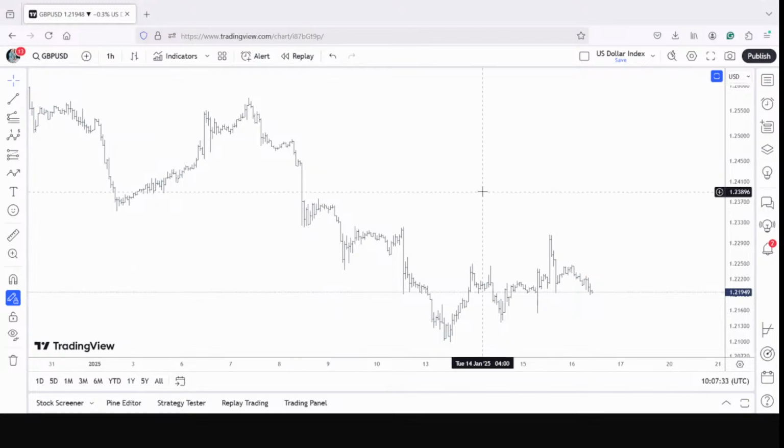GBP USD, we are already long. I think it's producing another opportunity. Last time when we were here during the Tokyo Sydney overlap, we were talking about a WXY. This is what a WXY normally looks like. WXY is a 333 pattern.